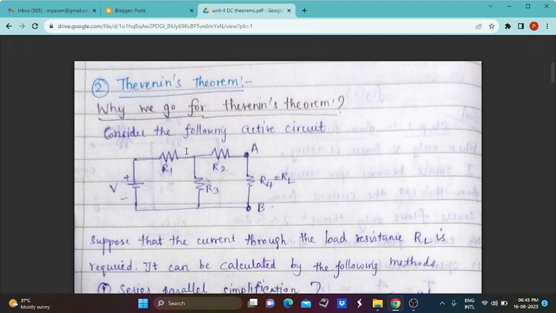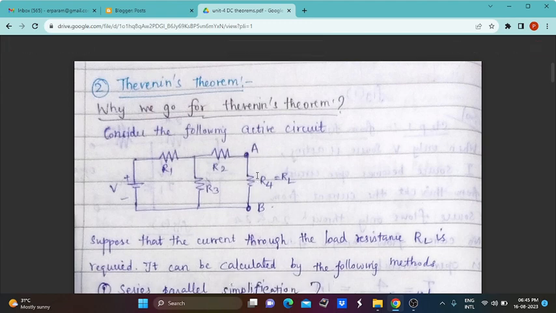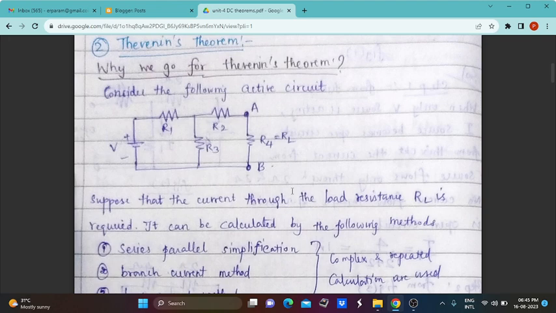It consists of three resistors R1, R2 and R3, named like this, and one voltage source is connected. A resistor R4 is connected in between the terminals A and B. Now this R4 resistor acts as a load resistor. So this is the concept. Let us consider this example.